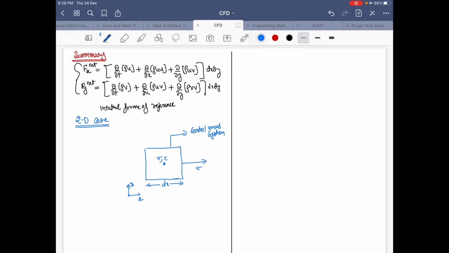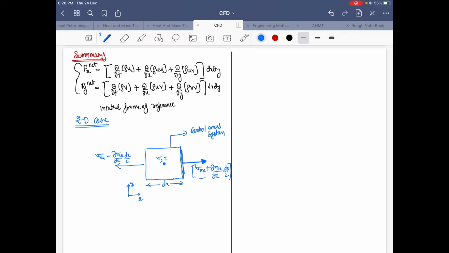so I can write sigma, that is a normal stress, xx plus d sigma xx by dx into dx by 2. Basically here we have a sigma, so from the Taylor series we can write our stress on this face as given here, and similarly here I can write sigma xx minus d sigma xx by dx into dx by 2.